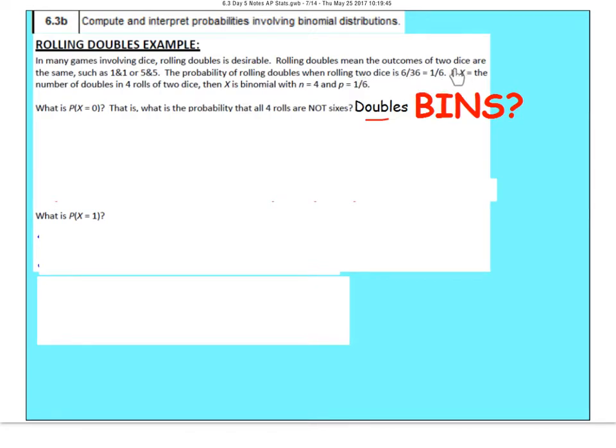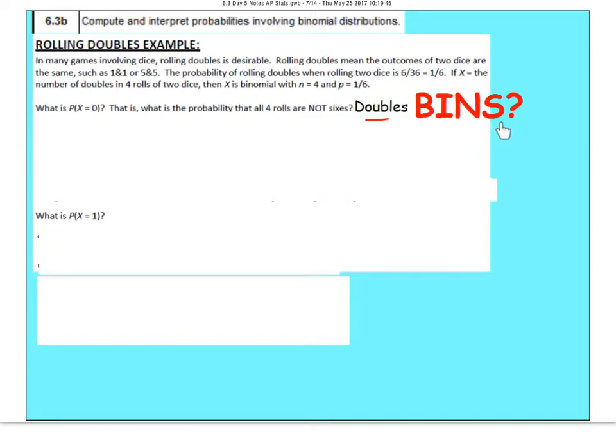Okay, X is going to be this event: the number of doubles in 4 rolls of two dice. Then X is binomial. If that's the case, what is N and P? N is the number of trials, so 4. P is the fixed probability of 1/6.